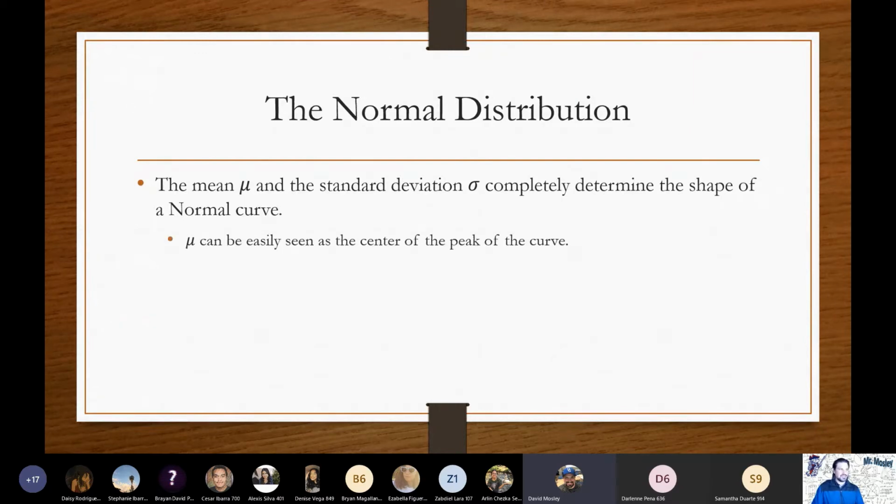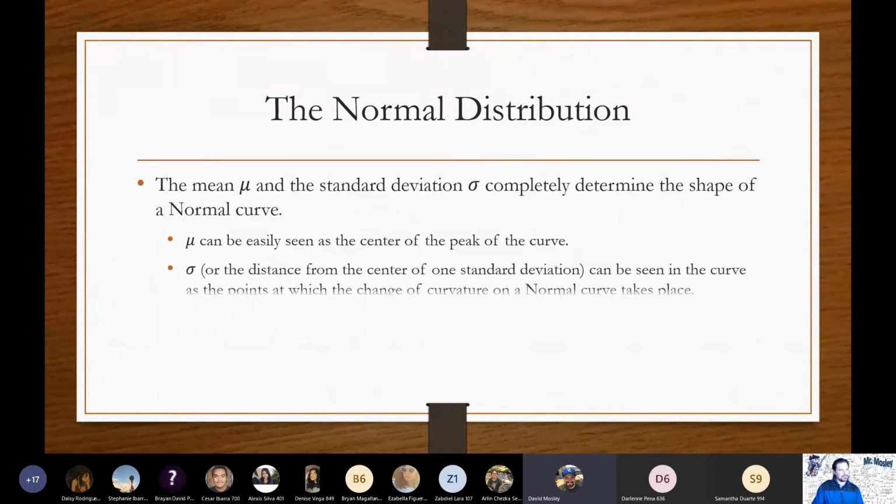Mu, the mean, can be easily seen as the center of the peak of the curve. Sigma, or the distance from the center of one standard deviation, can be seen in the curve as the points at which the change of curvature on a normal curve takes place. You can also call these inflection points. This is only true for normal distributions.